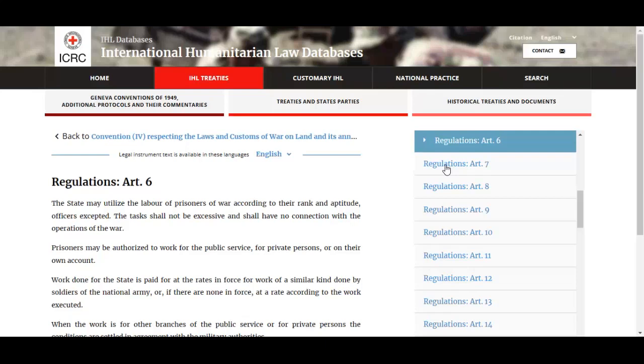The wages of the prisoners shall go towards improving their position, and the balance shall be paid them on their release. Deductions on account of the cost of maintenance accepted.